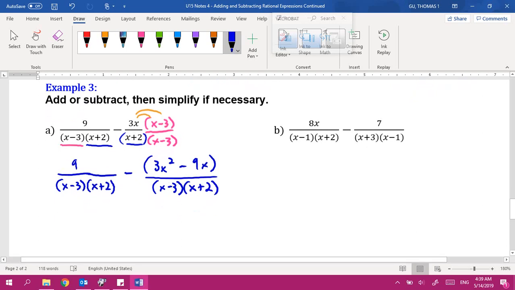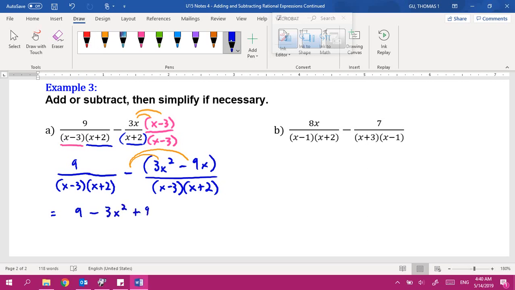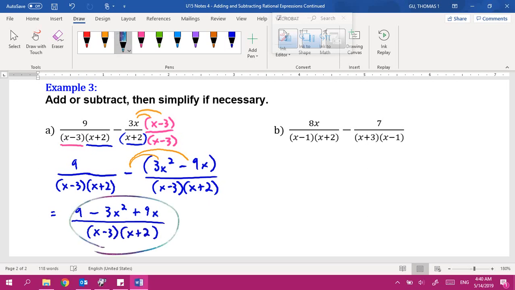And so now, when I combine these, because the denominators are the same, this negative sign's got to distribute to both of the terms inside the parentheses, so that's going to give me 9 minus 3x squared plus 9x over x minus 3 times x plus 2. And that's going to be your answer. Now technically it would look a lot cleaner if you moved this into highest degree to lowest, like the x squared first, then the x, and then the 9, but it doesn't matter.